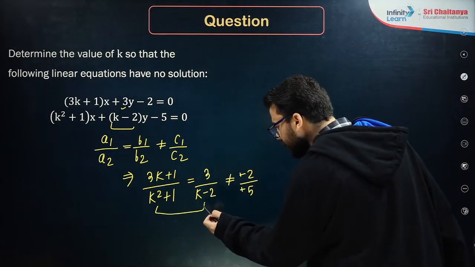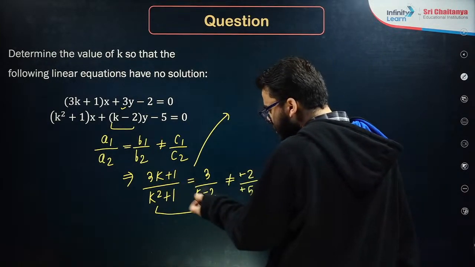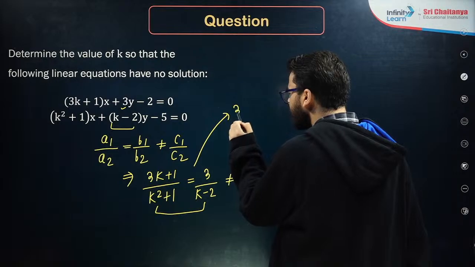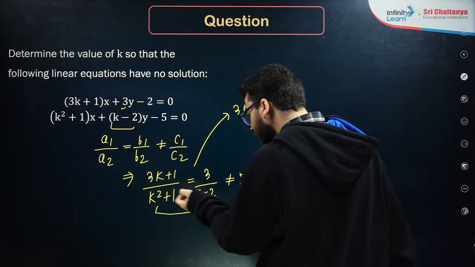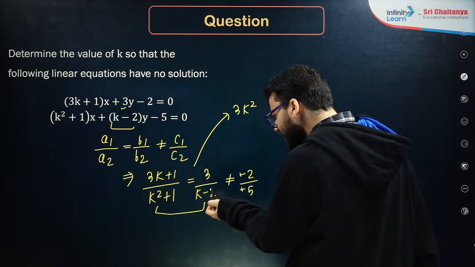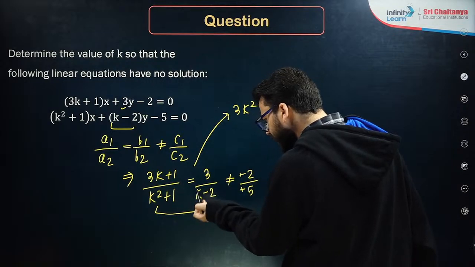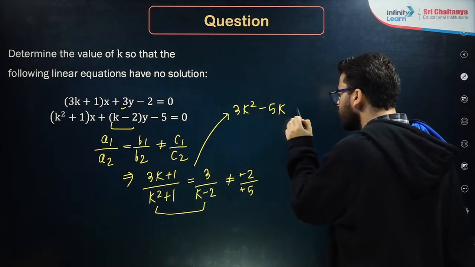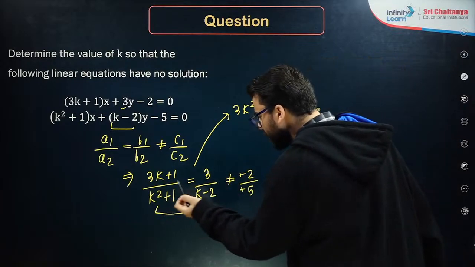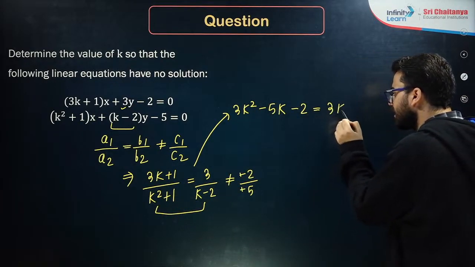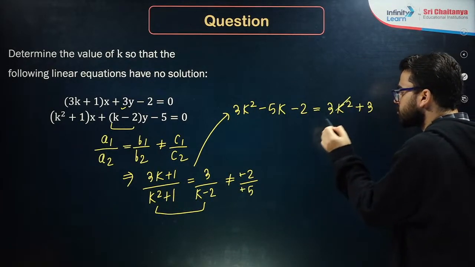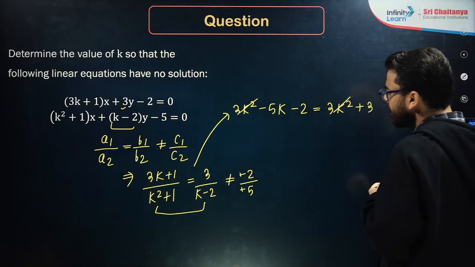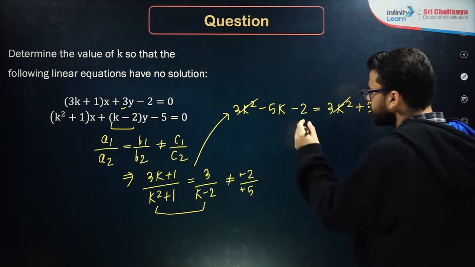You just can cross multiply over here and solve it. Just cross multiply. What will you get, guys? You will get 3k square minus 6k plus k. So that will give you, I guess, minus 5k. Just see that patiently, and minus 2. That is equal to, if you cross multiply, you'll get 3k square plus 3. I hope that is clear. So just solve it, guys. If I have not committed any mistake, I guess that's correct.